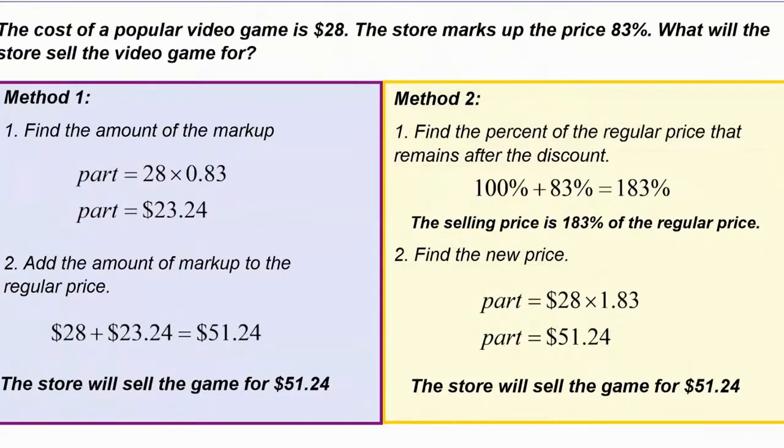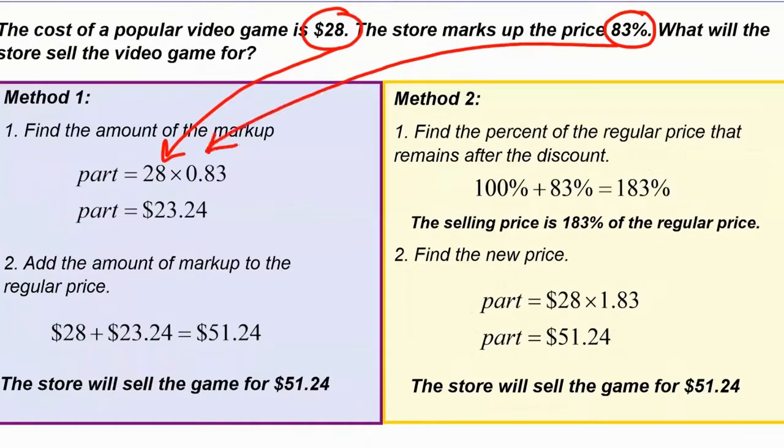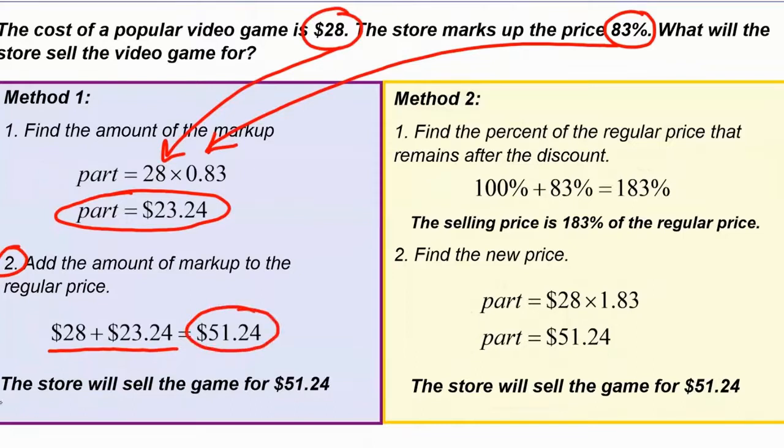And then finally, the cost of a popular video game is $28. The store marks up the price 83%. What will the store sell the video game for? So method 1, we need to find out how much money they're going to increase the price. So we need to find 83% of 28. So $28 is the price that they purchased the game for. 83% is what they're going to mark it up. So 28 times 83%, or 0.83, is $23.24. So we're going to add that on to what they paid for the video game. $28 plus $23.24 gives us a total of $51.24. So the store will sell the game for $51.24.